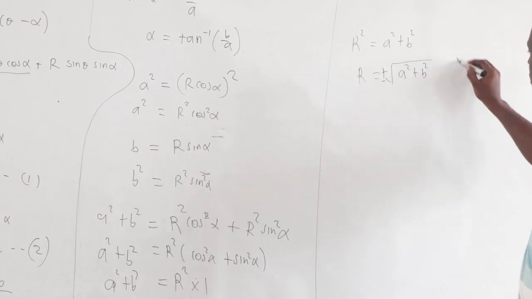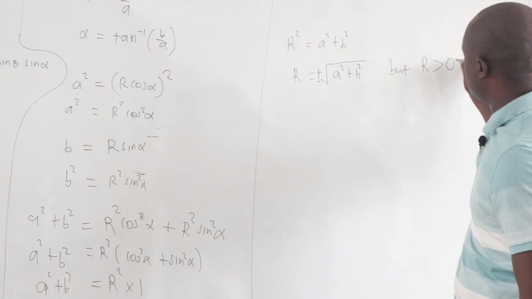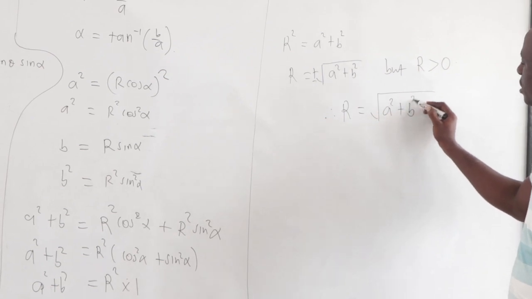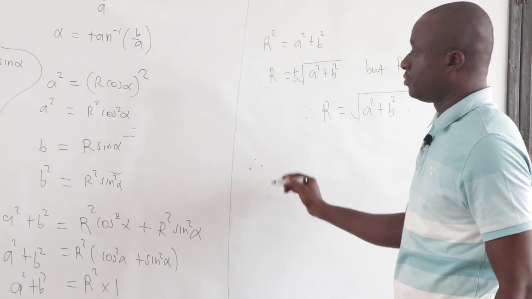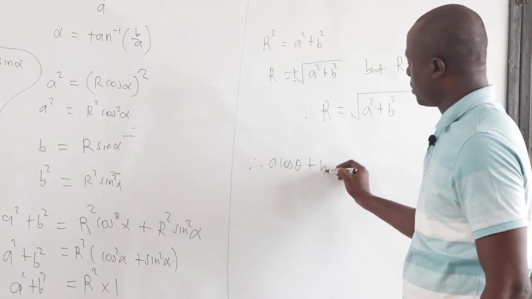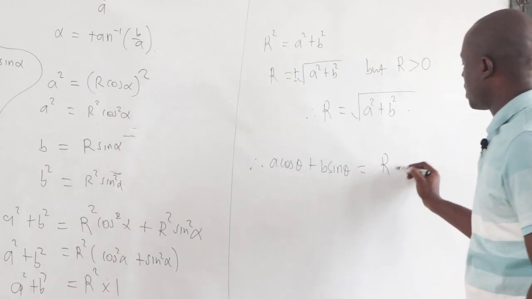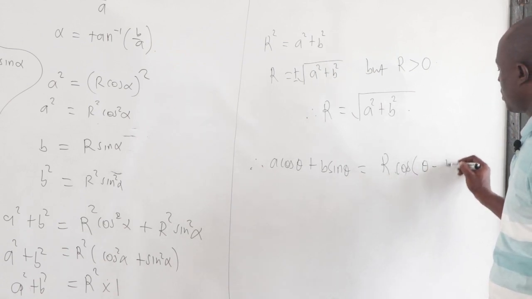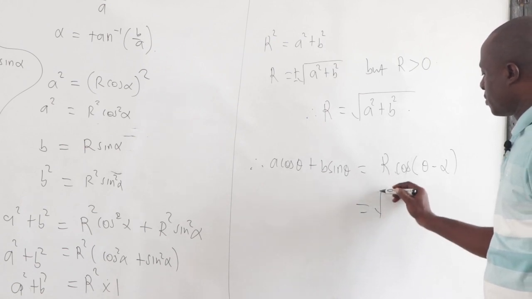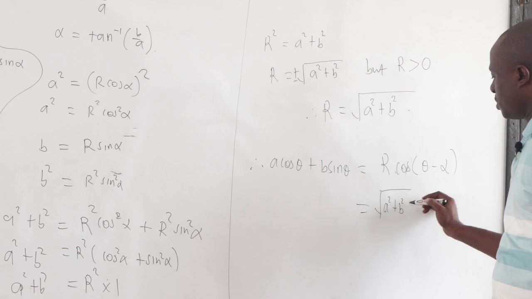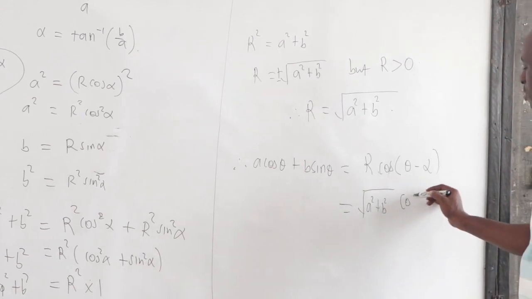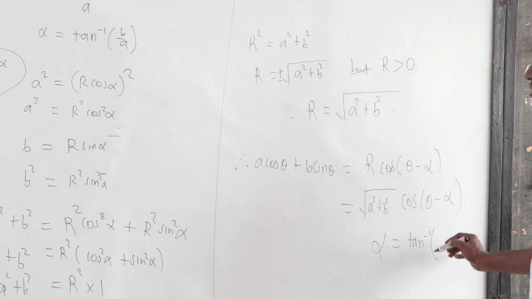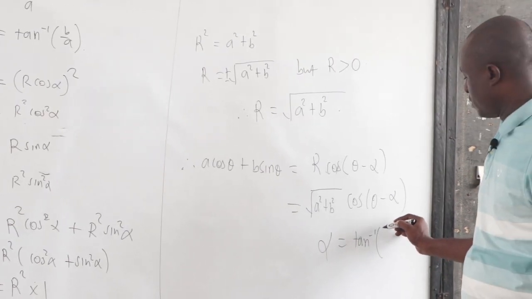That is plus or minus, but then what is our r? Our r is greater than 0. Therefore r is just equal to the square root of a square plus b square. Therefore a cos theta plus b sin theta is the same as r cos of theta minus alpha. What is our r? We had our r to be the square root of a square plus b square, and cos of theta minus alpha, where alpha is tan inverse of b over a.